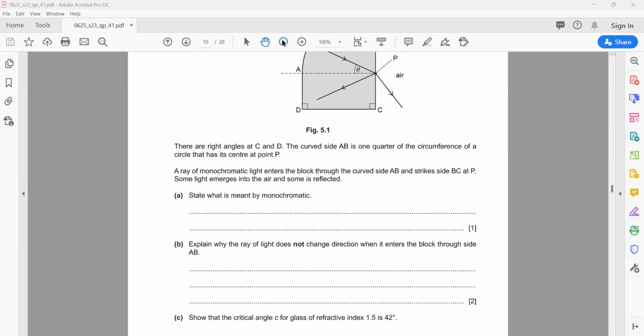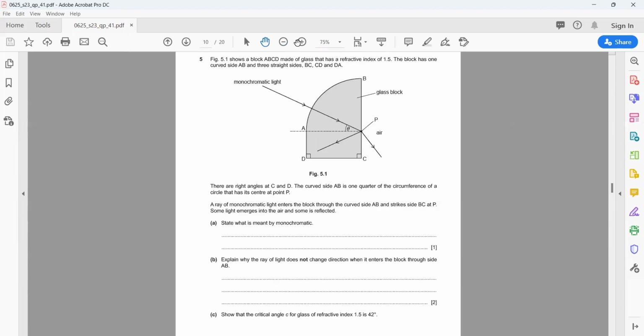Explain why the ray of light does not change direction when it enters the block through side AB. They're asking why it's not changing direction here, why it's coming straight. If you remember, when a ray of light enters along the normal, for example this is a glass and this is a normal line, it will not change direction, it will pass through.